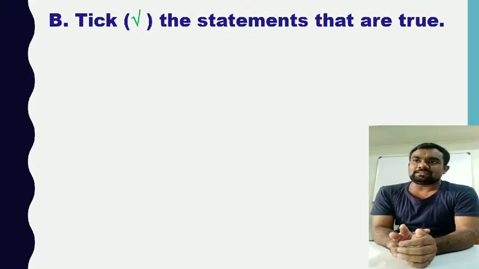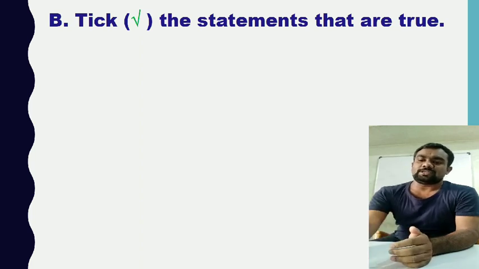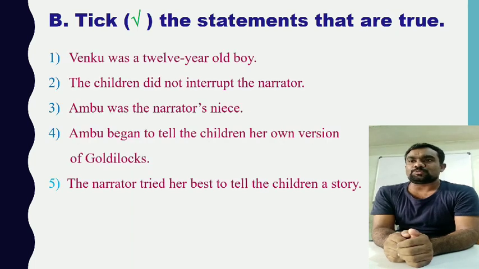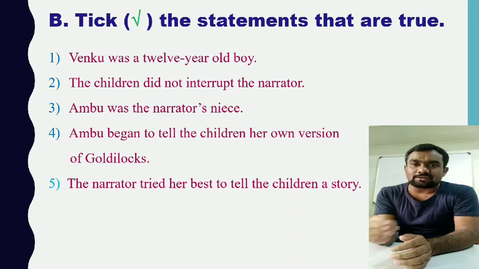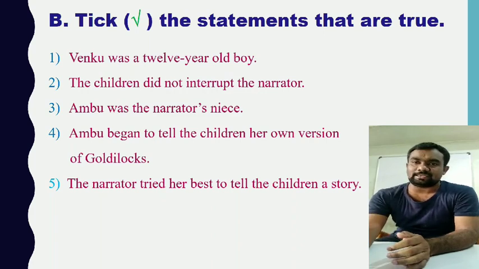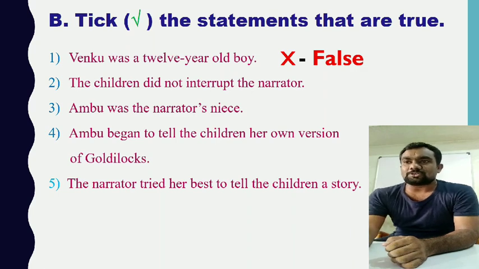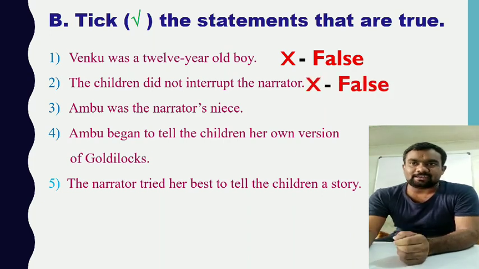B. Tick the correct statements that are true. So here the statements are given. Venku was a 12 years old boy. So he was a 13 years old boy. So the first statement is wrong, falsehood. The children did not interrupt the narrator, whose story is on the interruption of the children. So definitely it is a wrong statement.